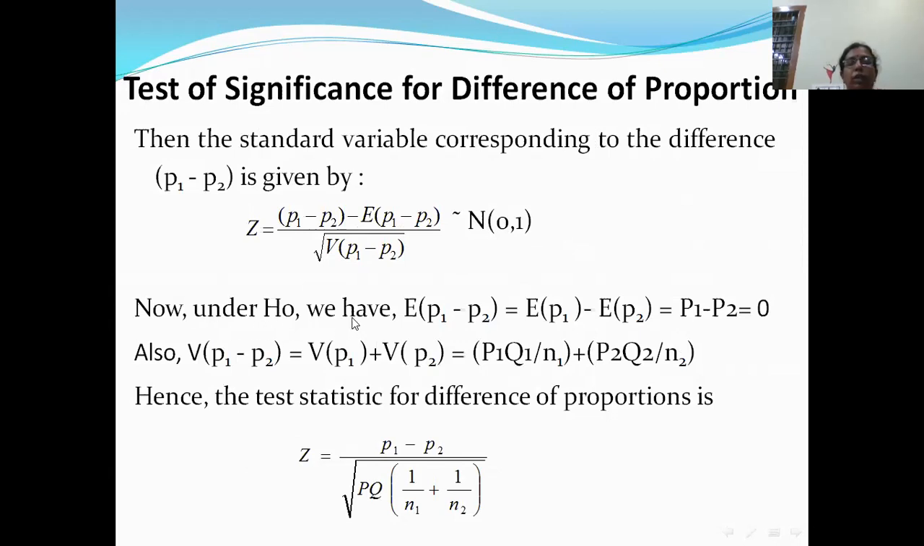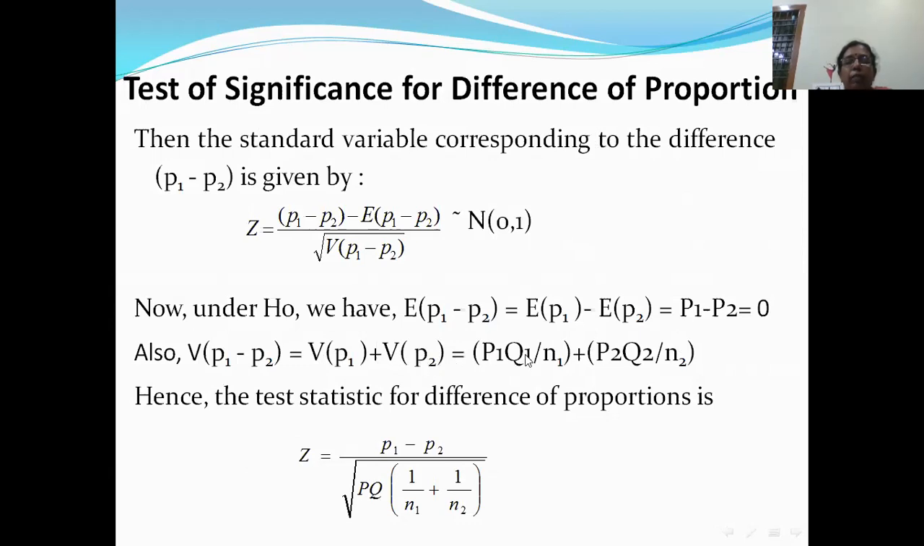Now under H0 we have expected value of p1 minus p2 equal to E of p1 minus E of p2. So this is equal to capital P1 minus capital P2. Since under H0 capital P1 equals capital P2, this difference will be equal to 0. Also, variance of p1 minus p2 equals variance of p1 plus variance of p2. We have done this proof: the variance of the difference of two random variables is equal to the sum of their individual variances.